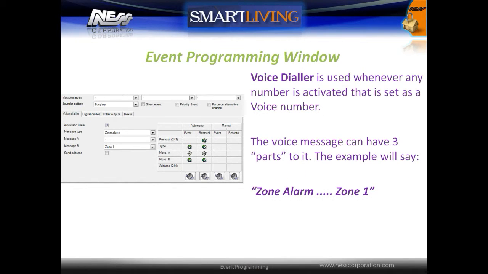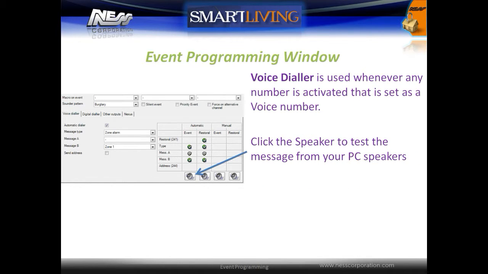The voice dialer options are used whenever any number is activated that is set as a voice number. The voice message can have 3 parts to it, including the message type and 2 additional lines. The example here will say Zone Alarm, Zone 1. Click the speaker icon to test the message from your PC speakers.